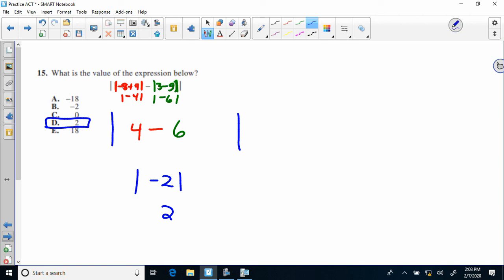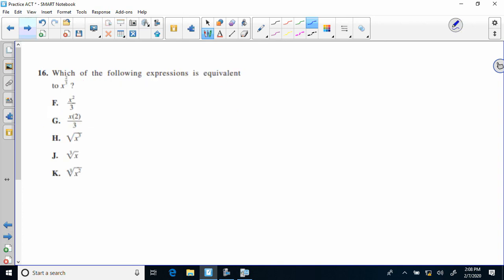On number 15, my answer should have been D, as in doggy, just working from the inside to the outside. Number 16: which of the following expressions is equivalent to x to the 2/3?